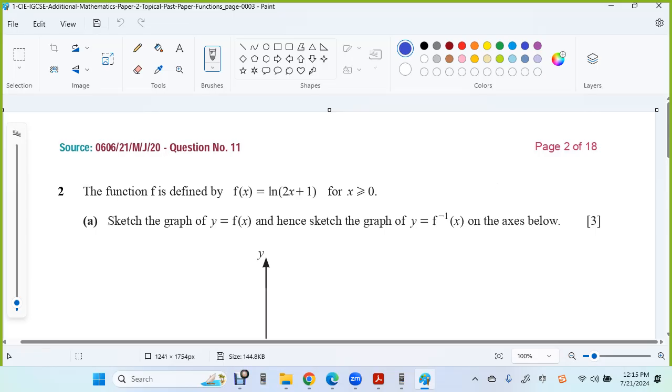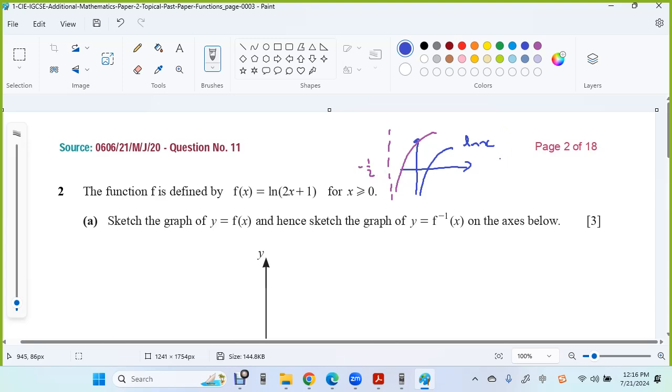Question number 2. The function f is defined by f(x) = ln(2x + 1) for x greater than or equal to 0. So we know that the graph for ln x is something like this. So this is the ln x. But when we have the 2x plus 1, then it will be somewhere here. And this one will become the negative half is the vertical asymptote.